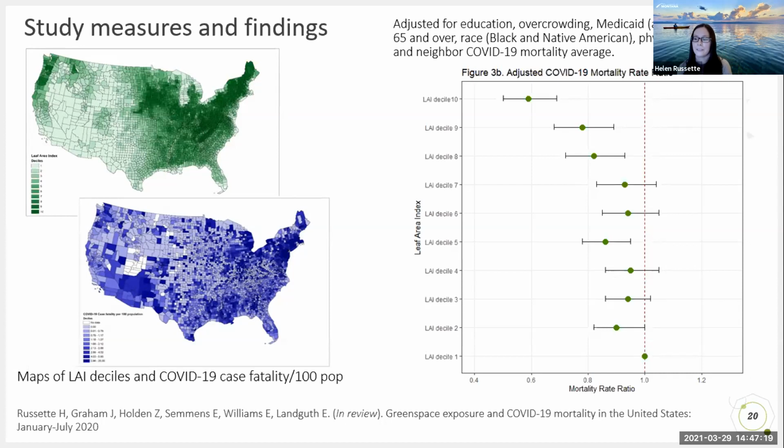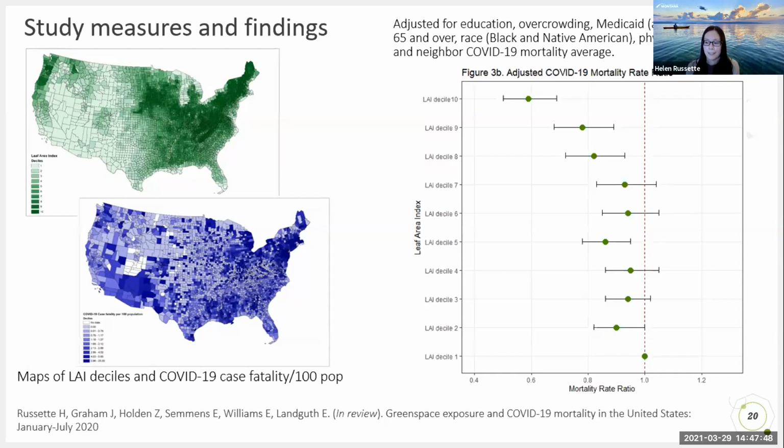And the figure to your right is the adjusted mortality rate ratio values that use negative binomial regression coefficients of COVID-19 death rates and exposure to green space by decile. And these were adjusted for education, overcrowding in the homes, Medicaid, ages 65 and older, Black and Native American races, physical inactivity, and neighbor COVID-19 mortality average.